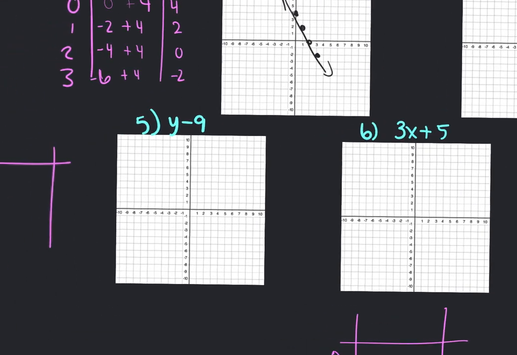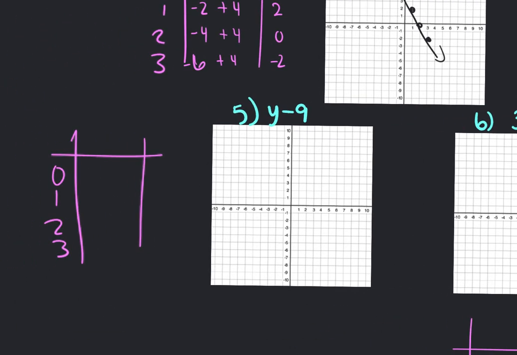Okay, question 5. 0 minus 9. 1 minus 9. 2 minus 9. 3 minus 9. 0, negative 9 is down here. 1, negative 8. 2, negative 7. 3, negative 6 are those dots right there.